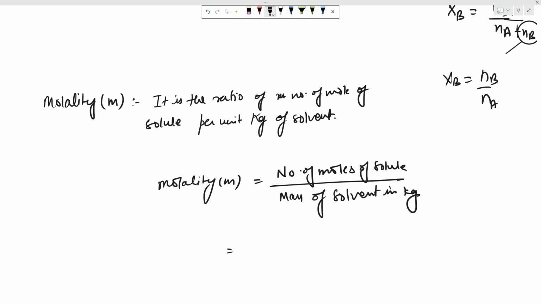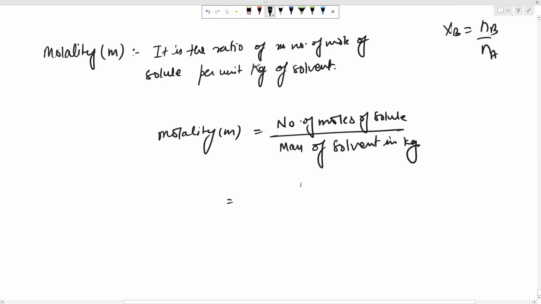If I write the same formula, the molality can be defined as number of moles, which is WB upon MB, and it is divided by the mass of solvent in kg. So what do you mean by mass of solvent? The mass of the solvent is WA.